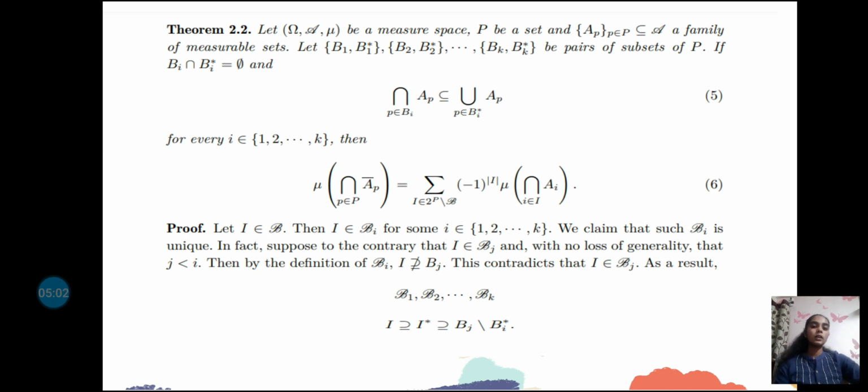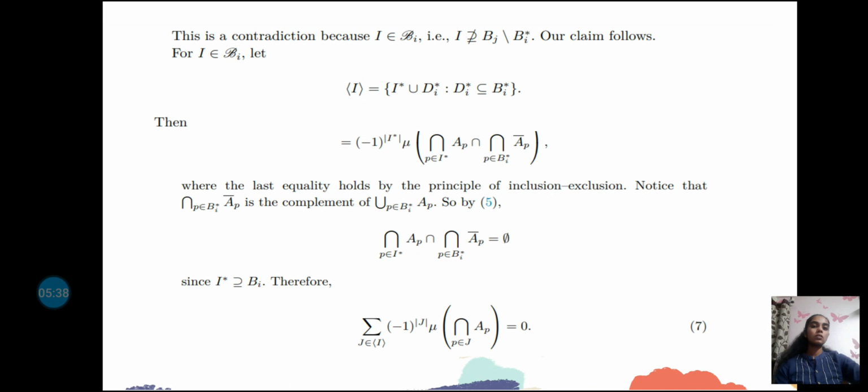Proof. Let i belong to P, then i belongs to P_i for some i from 1 to k. We claim that such P_i is unique. In fact, suppose to the contrary that i belongs to P_j, and without loss of generality that j is less than i. Then by the definition of P_i, i is less than P_j. This contradicts that i belongs to P_j. As a result, P_i equals P_k. This is a contradiction, so our claim follows.